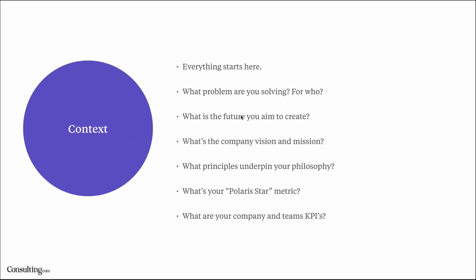And then what is the future you aim to create? It should be in the short, medium, long term. To what degree are you going to have solved this problem, and what is the future going to look like with that problem solved? What is the future you're creating? What's your company's vision and mission? And then what principles underpin your philosophy? What philosophy do you and the people on your company have in order to care about this, want to solve this problem for these people, and build this future?